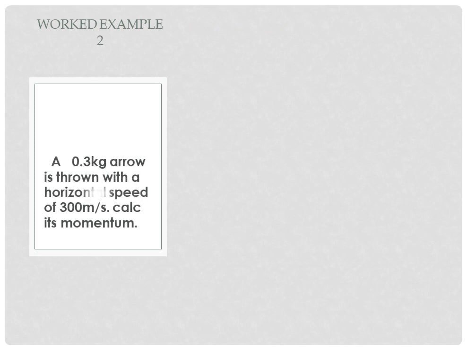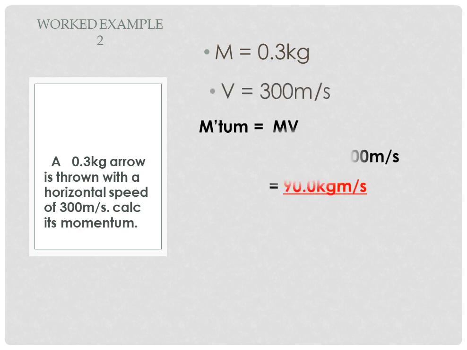Okay, we are going back to this example. The mass is 0.3 and the speed is 30 meters per second. So we extract our parameters. That's the mass and that is the speed. And what is momentum? mv. So 0.3 times 30 with your calculator gives us 90 kilogram meters per second.